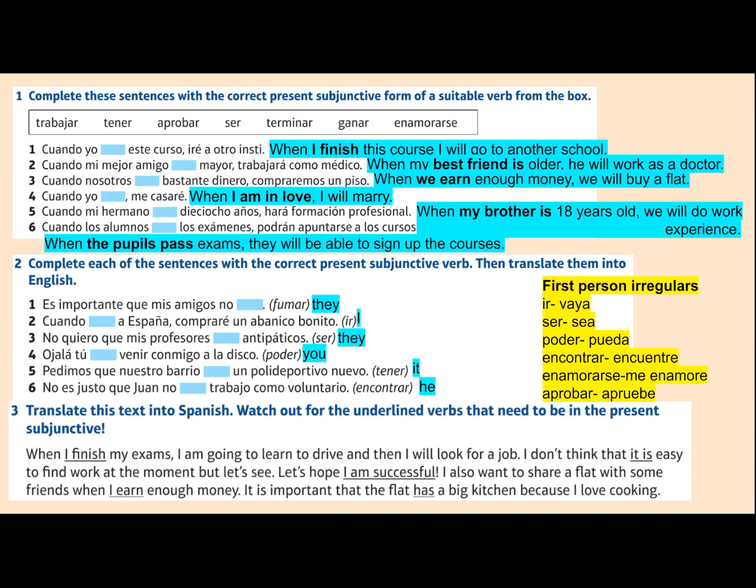If you've done all of that super well, section 3 is even more tricky. Translate this text into Spanish and watch out for the underlined verbs that need to be in the present subjunctive. So the underlined verbs are where you would put the present subjunctive. This should take you quite a big chunk of time and you're obviously going to be flicking between the previous slides. So pause the video now, have a go at definitely the first activity.